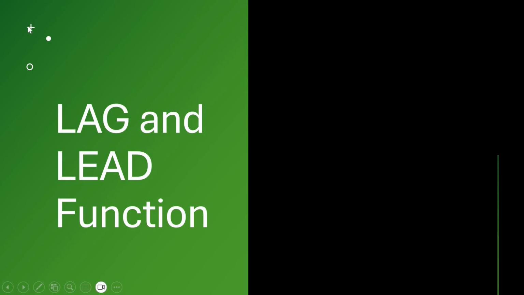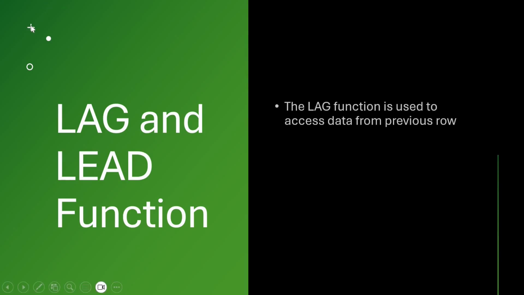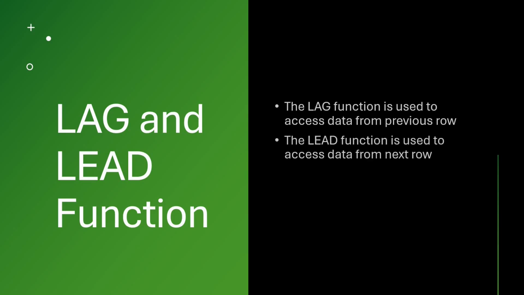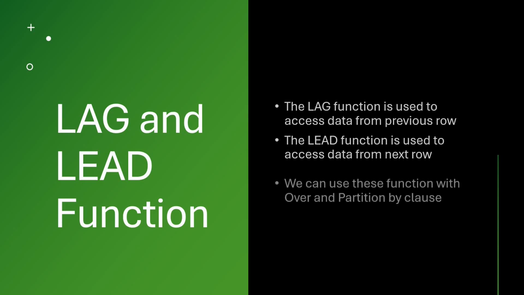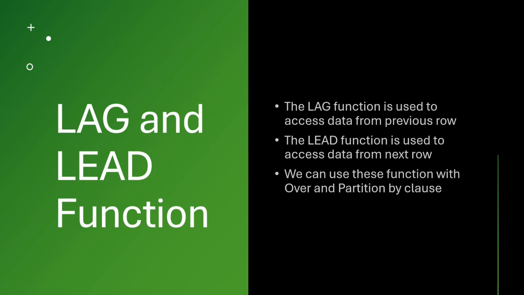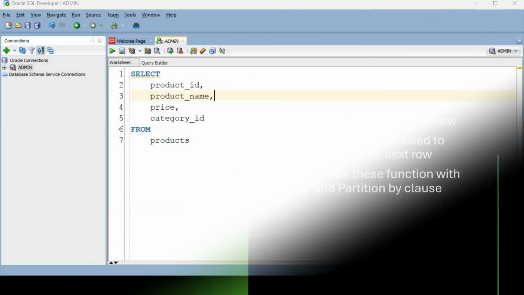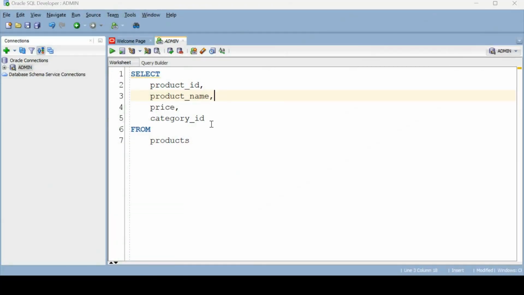So let's start. The lag function is used to access the data from the previous row, whereas the lead function is used to access the data from the next row. And we can use these functions with the over and partition by clauses. Now we'll see one example to understand the lag and lead functions.